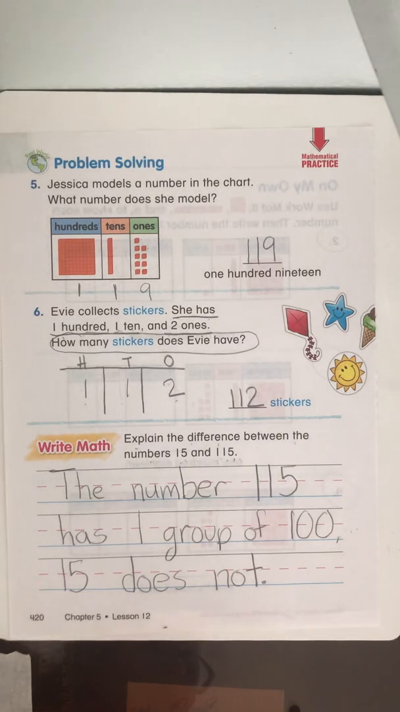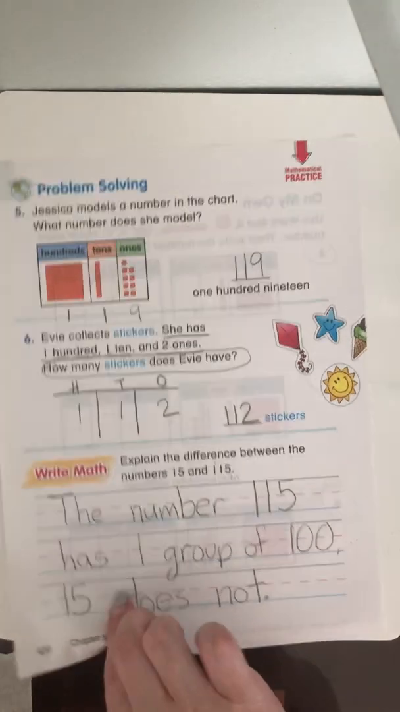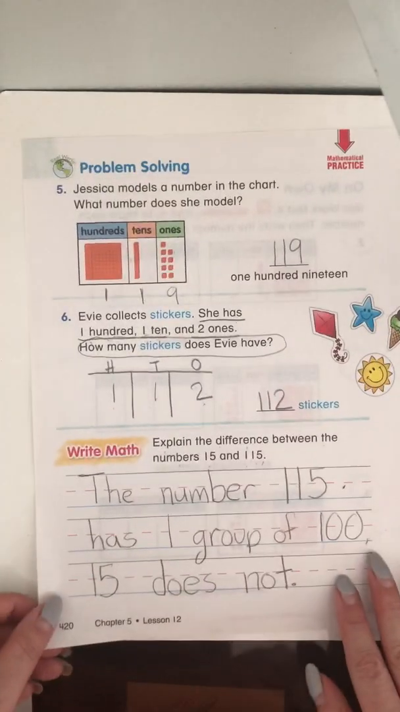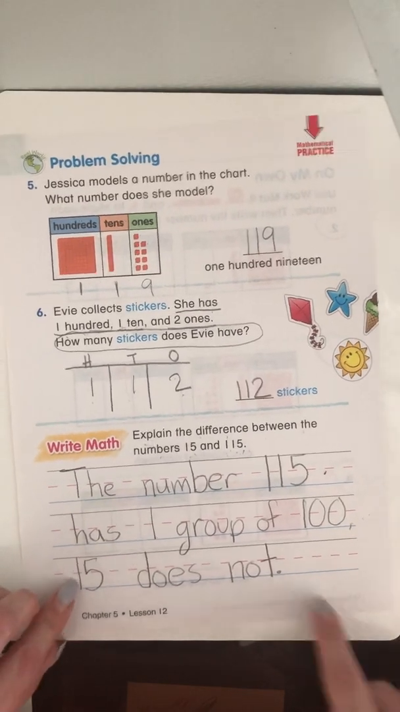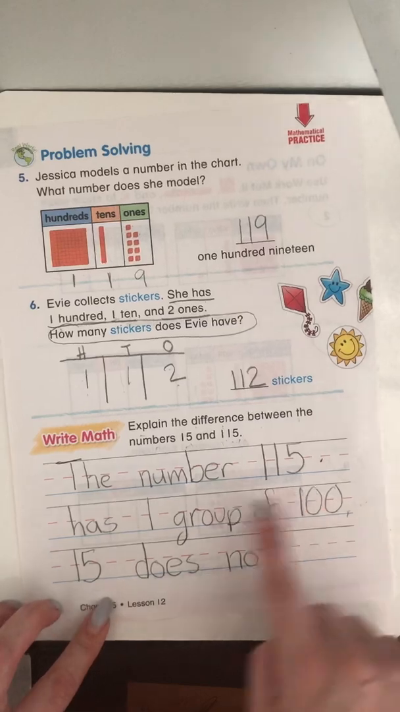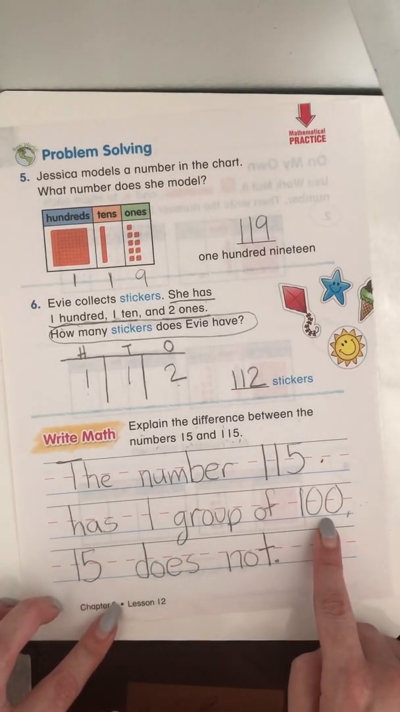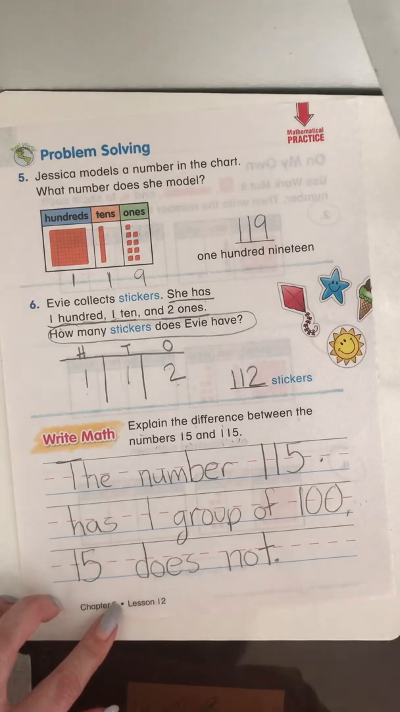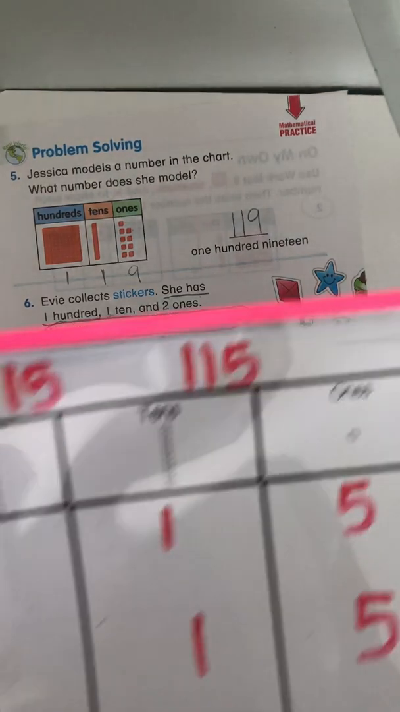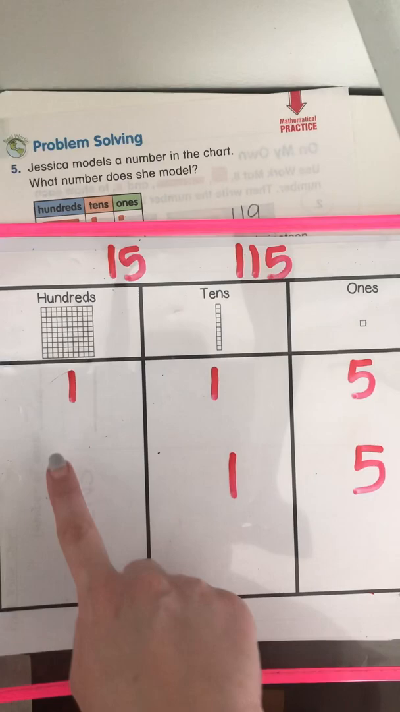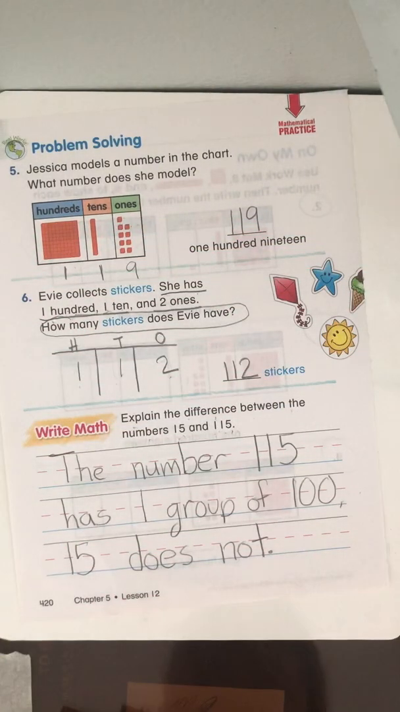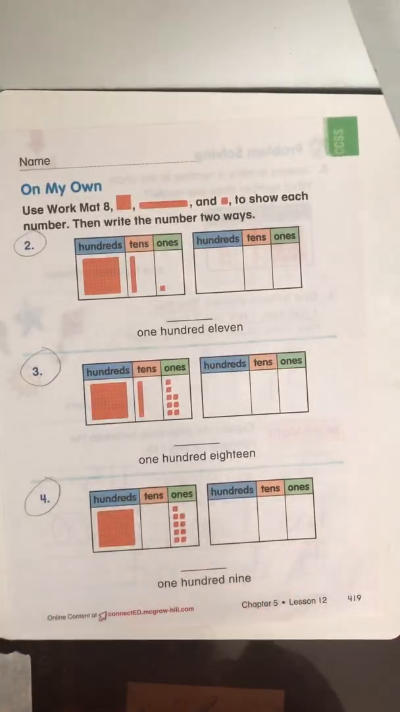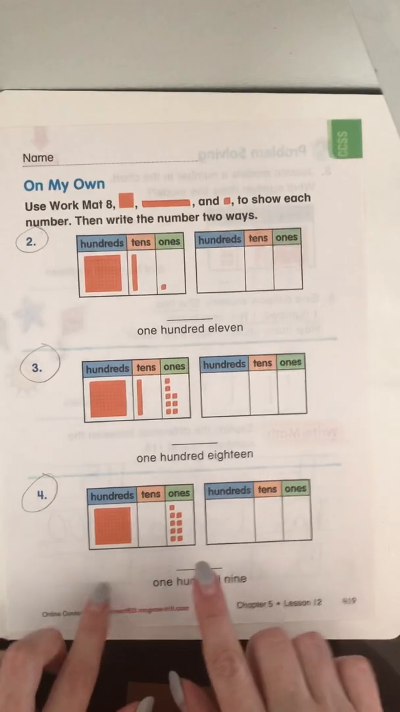Okay, tomorrow we're gonna go over this more. Don't forget that today, and if you need to see this, pause right now. It says the number 115 has one group of 100. 15 does not. So it looked like this. 115, 15. Don't forget that you still need to do problems 2, 3, and 4 on your own. We're gonna go over our answers tomorrow, okay?